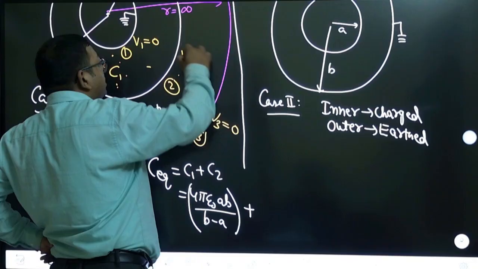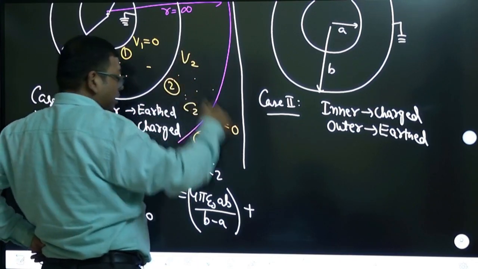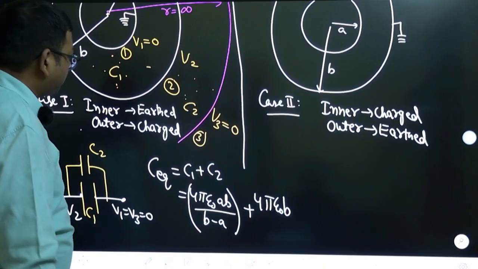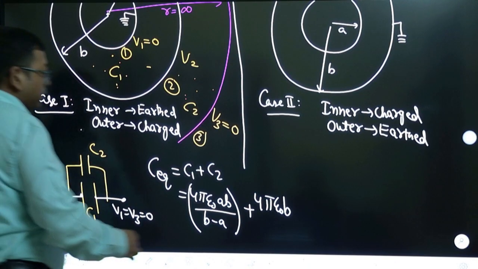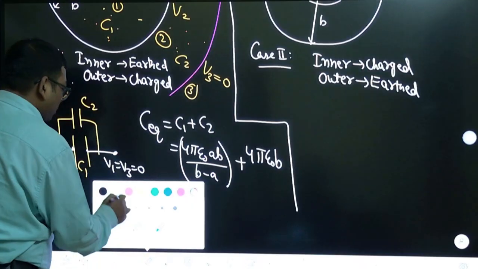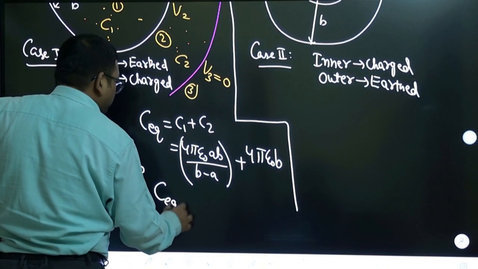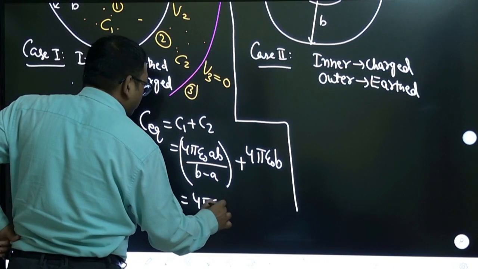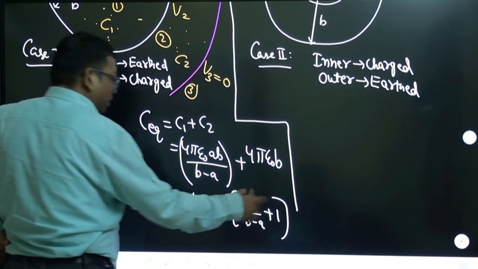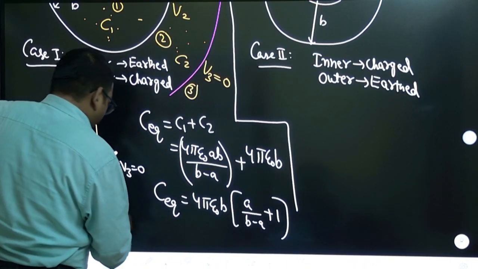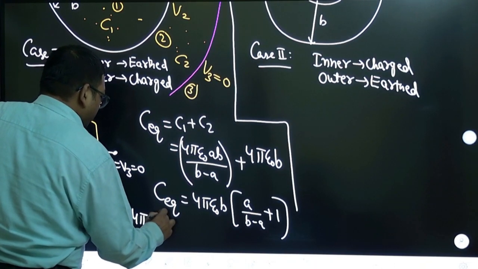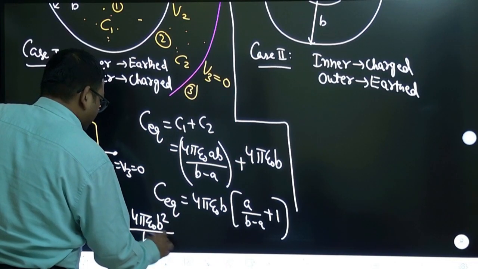C2 is between this and this, so the outer is infinity, so this is due to only this one, which will be 4 pi epsilon naught B. This is what it is, 4 pi epsilon naught B. Now try to solve this. This is a very important technique. Calculate. So C equivalent of this system will be, you can take 4 pi epsilon naught B common, so it is A by B minus A plus 1. So A will get cancelled here. So you will get C equivalent as 4 pi epsilon naught B into B square by B minus A. Clear?